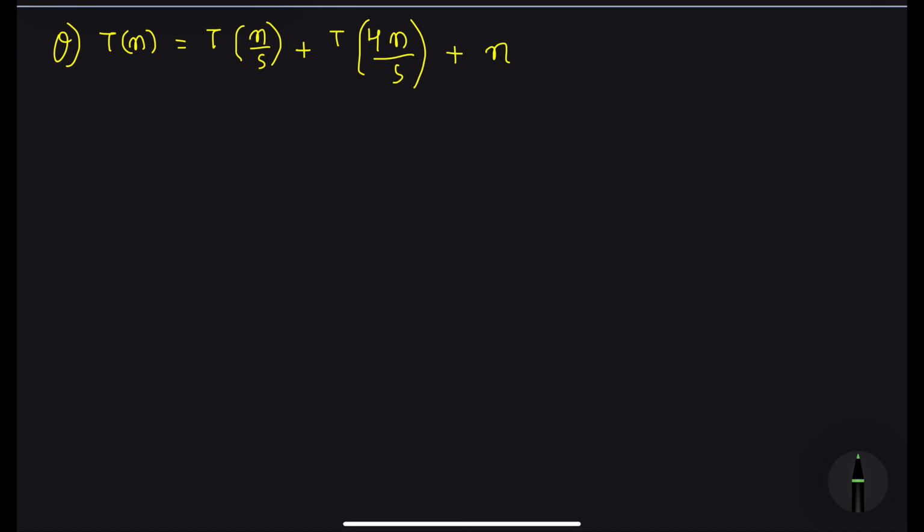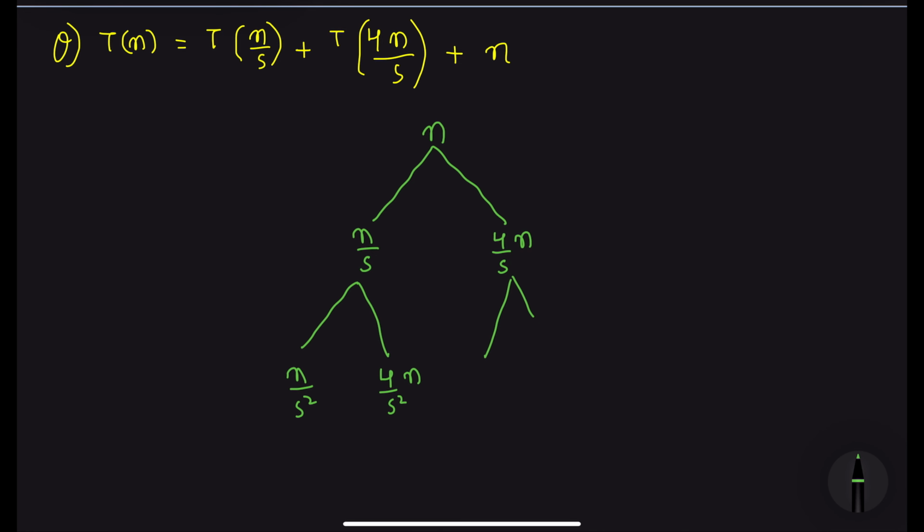Let's create the recursive tree for this function. We have the actual value of n as n, and there will be two function calls. One is for n/5, the other is for 4/5 n, and each of these will also have two function calls. The first will be n/5 squared, the second will be 4/5 squared n, and on this side 4/5 squared n, and this side will have (4/5) squared n.